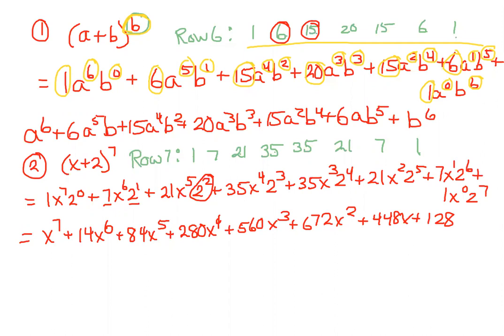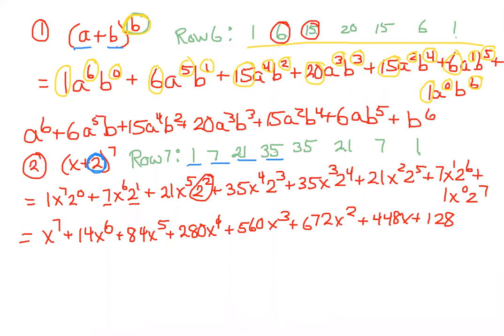Okay, so up here for number 1, we just had an a and a b, so it's pretty simple. So you can see all the coefficients. Here, because one of ours was a 2, you can't see the coefficients, the 1, 7, 21, 35, and so on, because we put 2's in there too.